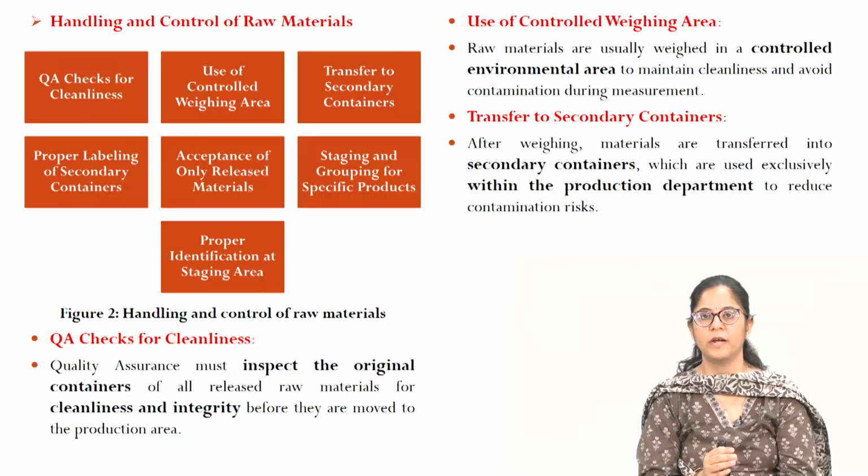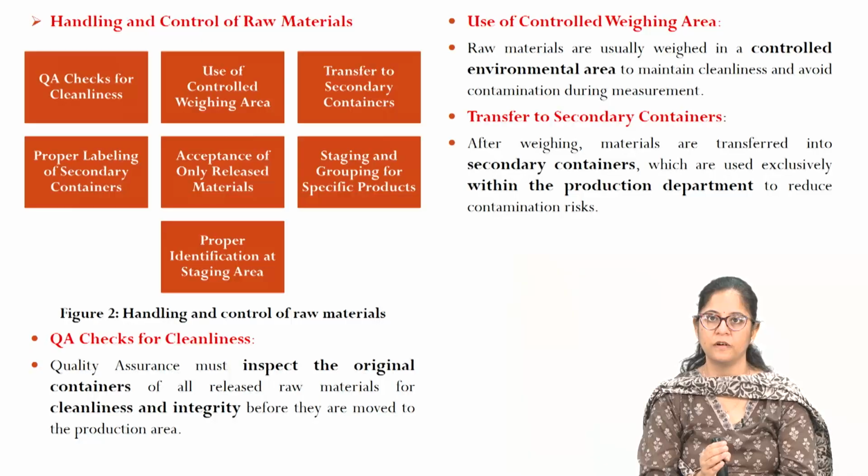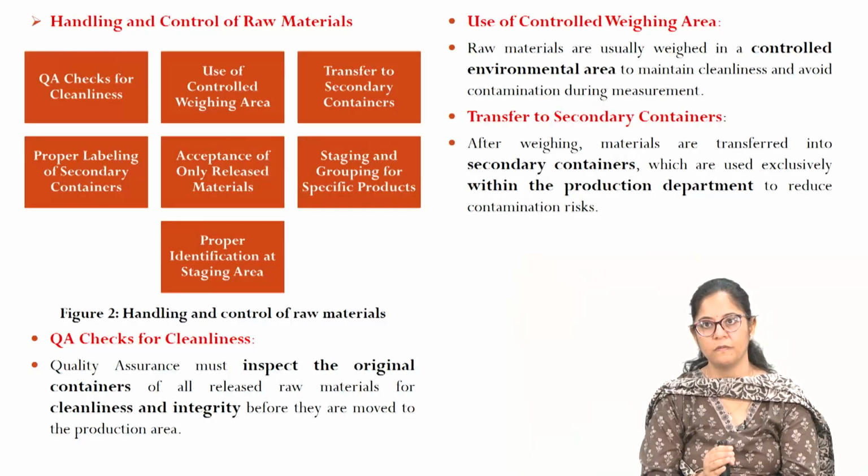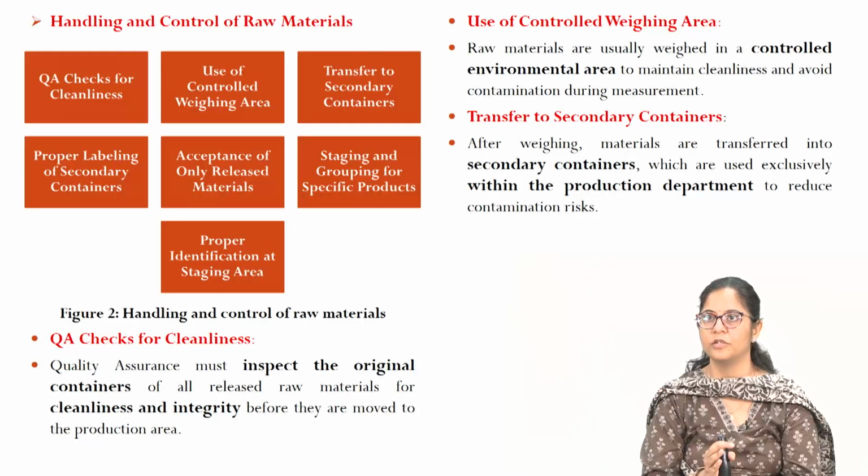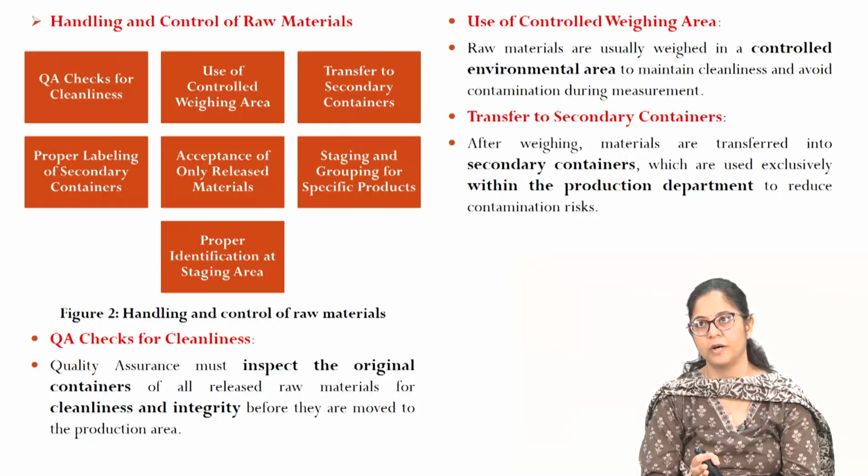Stages which are there have to be clearly monitored and inspected and noted down in the form of the procedure. For example, in the QA check for cleanliness, the QA must inspect the original containers for all released raw materials for cleanliness and integrity before they are moved to the production area. Then the raw materials are usually weighed in a controlled environment to maintain cleanliness and avoid contamination during measurement. Next, transferring of the material after weighing into the secondary container, which is exclusively used for the production department, is done to reduce the contamination risk.